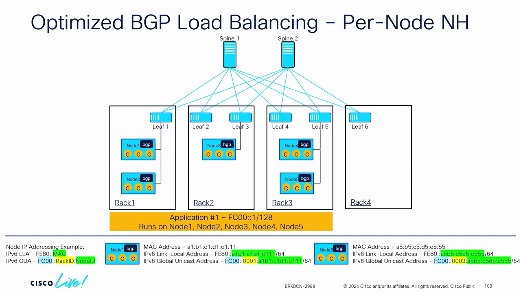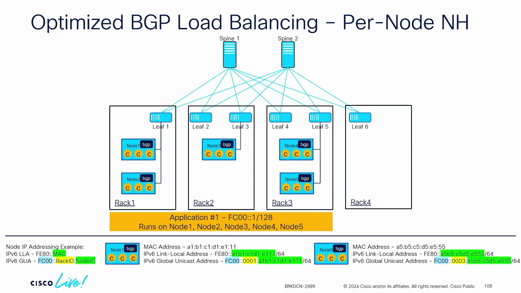Per node next hop means when leaf 1 gets the update from node 1 and node 2 about this prefix, instead of advertising inside BGP toward the spine with itself as the next hop, which is the normal BGP behavior, the default behavior when you have eBGP peering, it will keep the next hop information, that is the original next hop that originated the prefix. Next hop unchanged, right? It's a BGP next-hop-unchanged configuration knob.